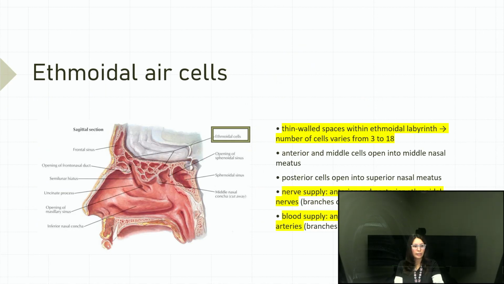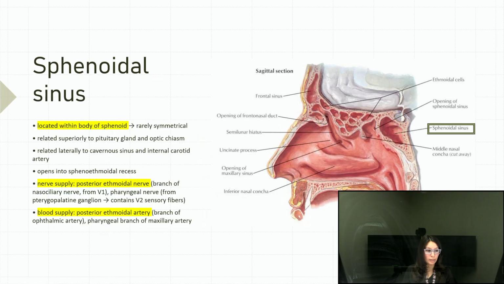And the ethmoidal air cells, which we can observe whenever you do a dissection of the orbit from a superior angle, you can observe more immediately those ethmoidal air cells if you are able to break a little bit more medial on that cribriform plate. So those ethmoidal air cells are very thin-walled spaces within the ethmoidal labyrinth, and we have between 3 to 18 total ethmoidal air cells. And the nerve supply is the anterior and posterior ethmoidal nerves, which are branches of the nasociliary nerve, and the blood supply is the anterior and posterior ethmoidal arteries, branches of the ophthalmic artery, excuse me.